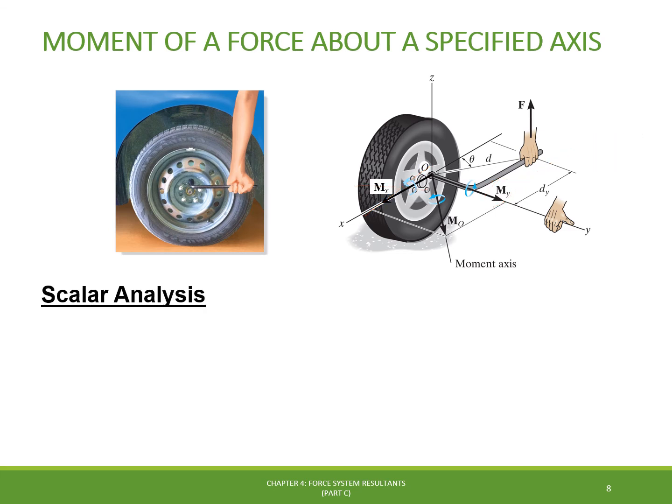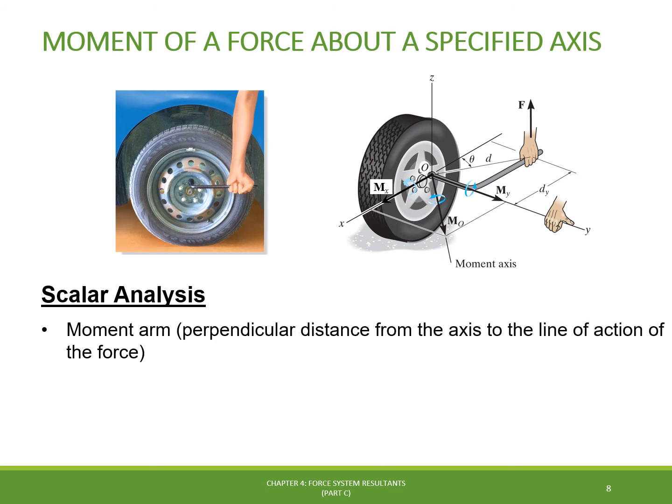Let's start with the scalar analysis. To use this method, first we need to determine the moment arm, or perpendicular distance from the axis to the line of action of the force. In this case, the length of the wrench in the y-axis, or dy.